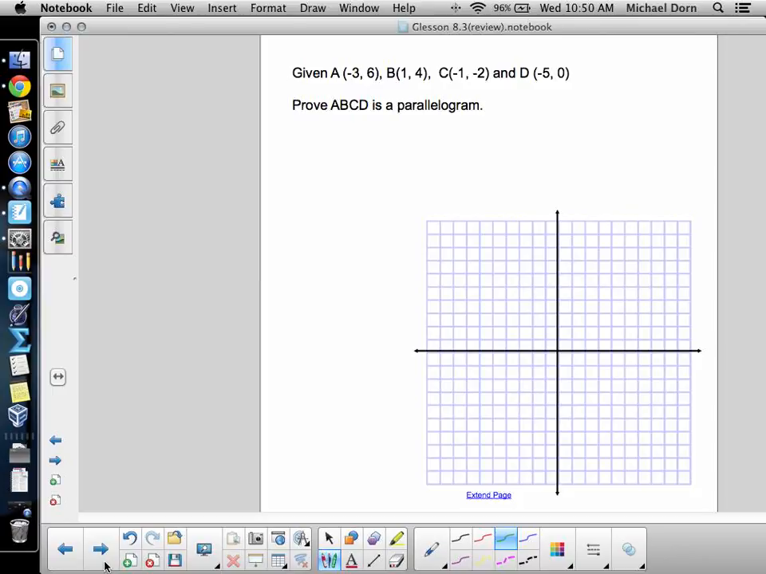Let's do it again using a different method. Negative 3, 6 is A. B is at 1, 4. C is at negative 1, negative 2. And D is at negative 5, 0. This time let's show the diagonals bisect each other.